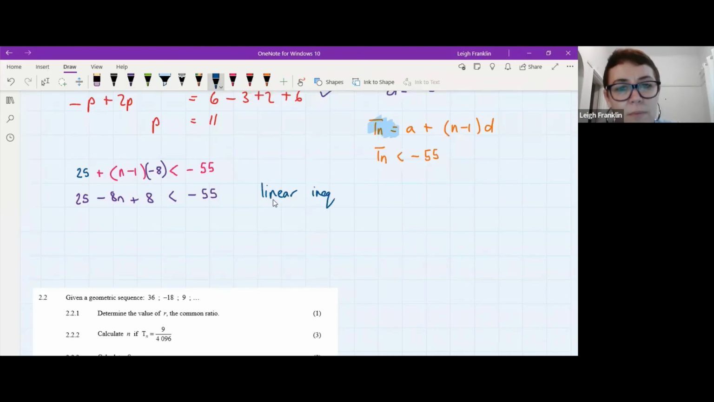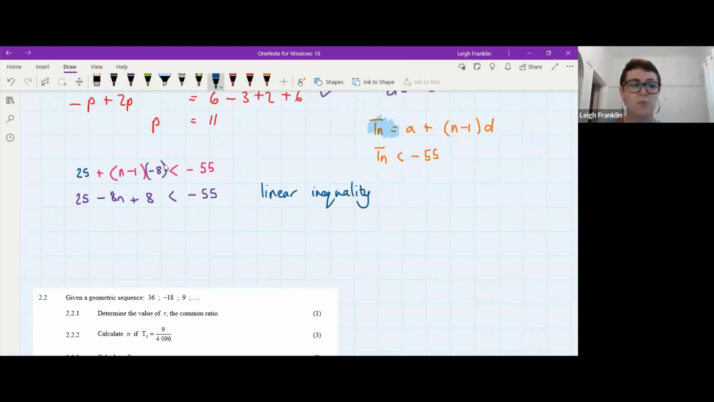The first time that you would have encountered linear inequalities would have been back in grade 10, or maybe even in grade 9. I remember many, many years ago, I used to teach in grade 9, but we don't seem to do that anymore. We seem to teach in grade 10. But anyway, a long time ago is the first time that you saw this.